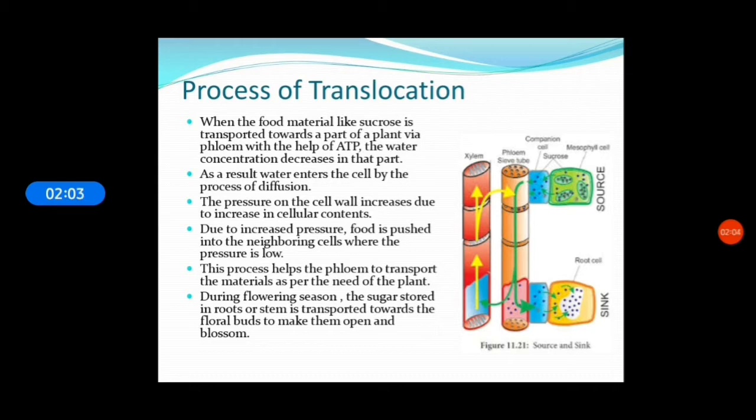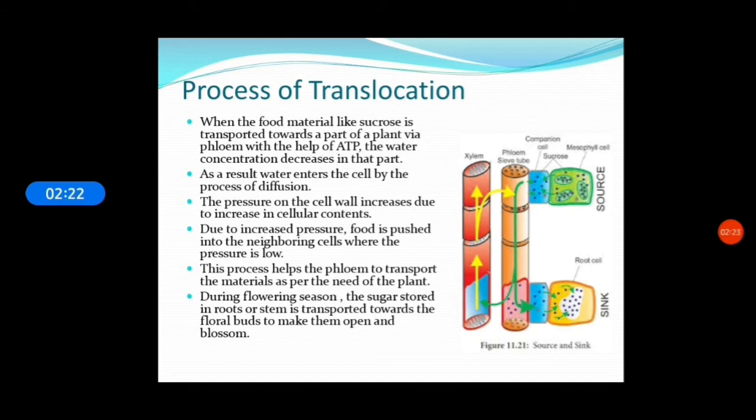When food materials like sucrose are transferred to phloem tissue using ATP, the concentration of water molecules decreases in that area, as you can see in the picture. This results in the movement of water into the cells due to osmosis.